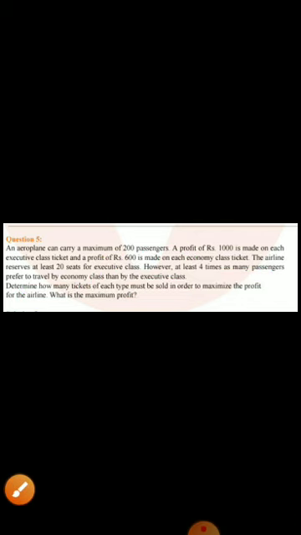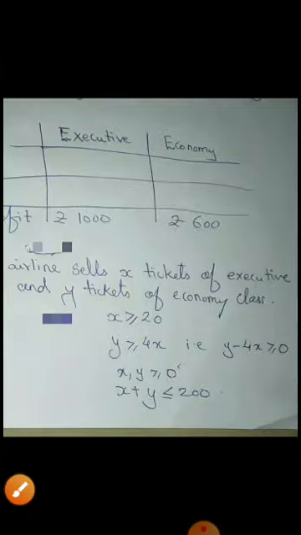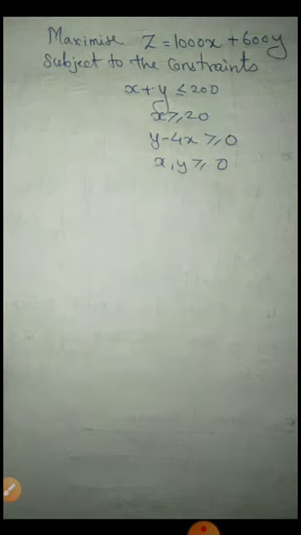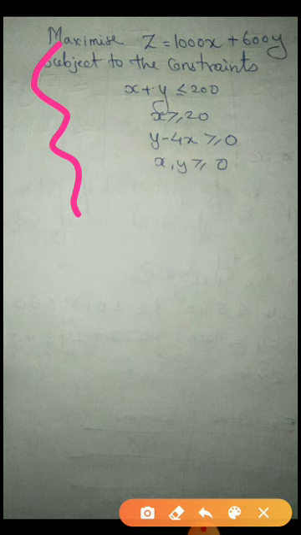Then all the inequalities we have got. So we have x greater than or equal to 20, y greater than or equal to 4x, x, y greater than or equal to 0, and x plus y less than or equal to 20. So we can write it as maximize z equal to 1000x plus 600y subject to the constraints. Then you can draw the graph and find the solution. Hope that is clear to you. Just read that 'at least 4 times' again so that confusion won't be there in your mind.